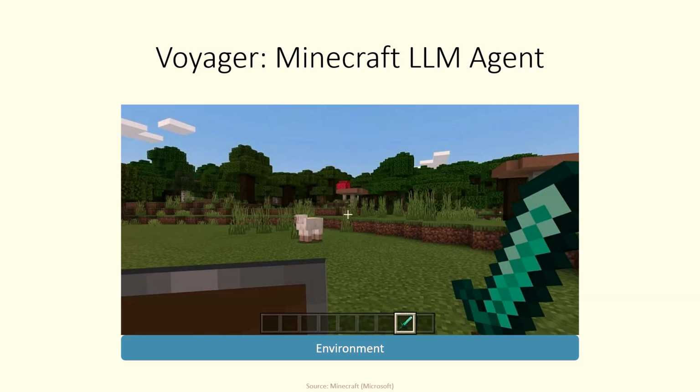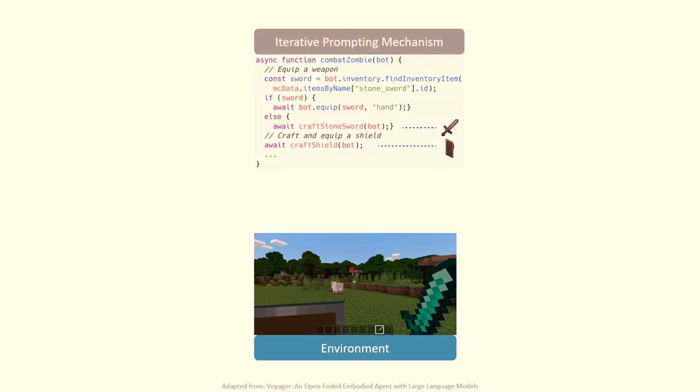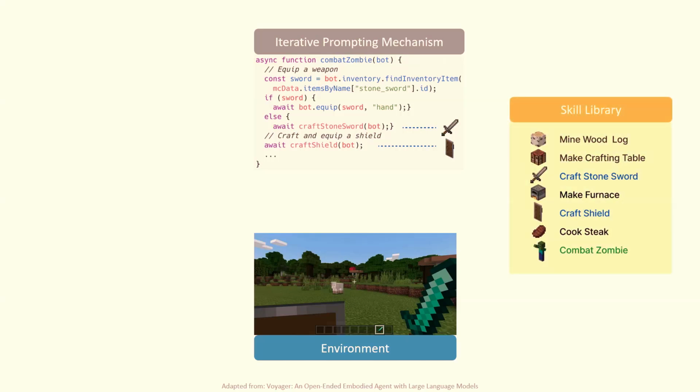In 2023, AI researchers created an autonomous Minecraft agent called Voyager. So Voyager explores the world of Minecraft to learn new skills. It uses an LLM to write code to solve problems that it encounters, and it stores problem-solving code as functions with text-based descriptions in a skill library.